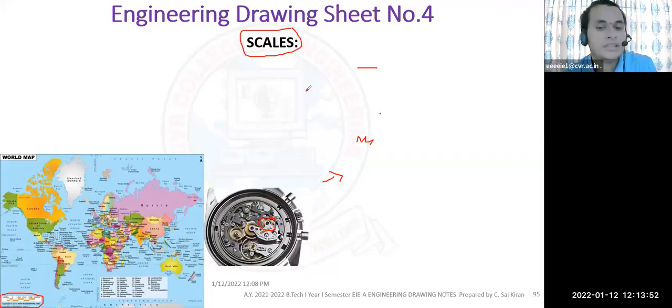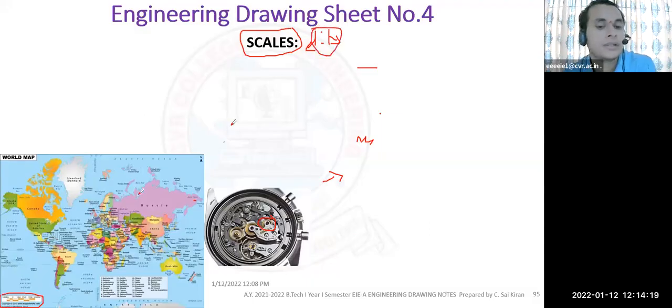So in your previous sheets 1 to 3, we took the exact dimension. We haven't reduced the dimension, we haven't increased the dimension, we took the same dimension. That's the reason we write scale 1:1. Numerator is 1, denominator is 1. Whatever the actual dimension, and the drawing dimension on the drawing sheet, if both are the same, then we have to write 1:1.